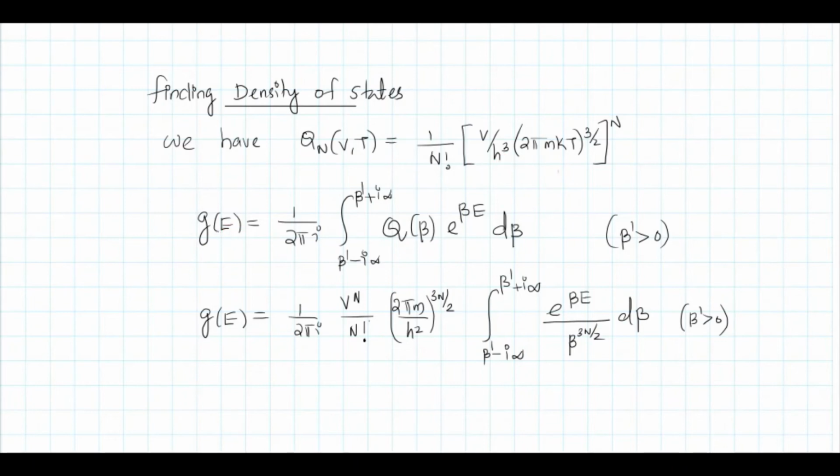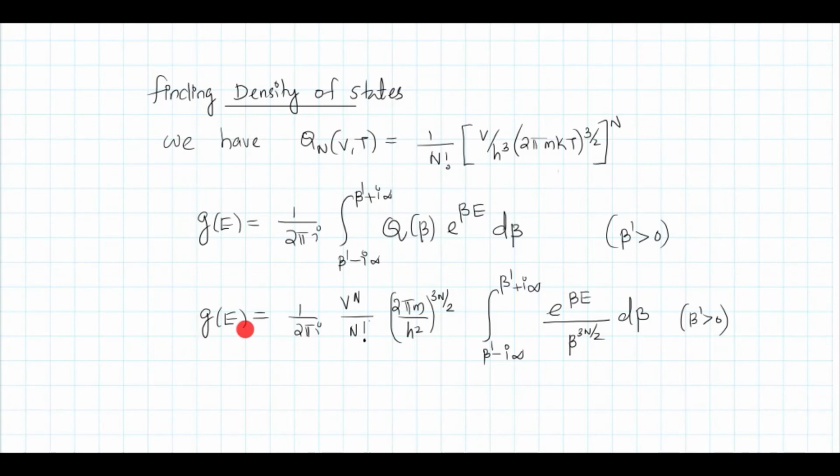You take the inverse Laplace transform, and this equation is known as the Bromwich integral. It is g of E equal to 1 by 2 pi i, the integral from beta prime minus i infinity to beta prime plus i infinity of Q of beta e raised to minus beta E d beta, where beta prime is greater than 0. Beta prime is the real part of beta.